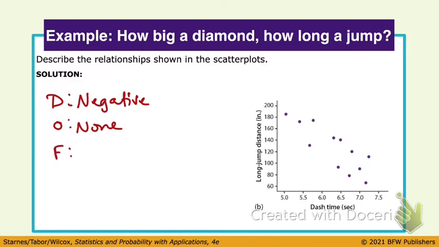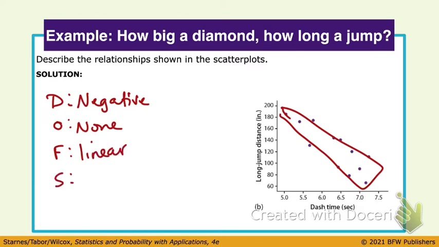Form. Non-linear. This one's actually linear. Because if I look at that, do I see a curve, or do I see where they're going into kind of a straight line? I can see that there's a straight line right here. So this would be linear.